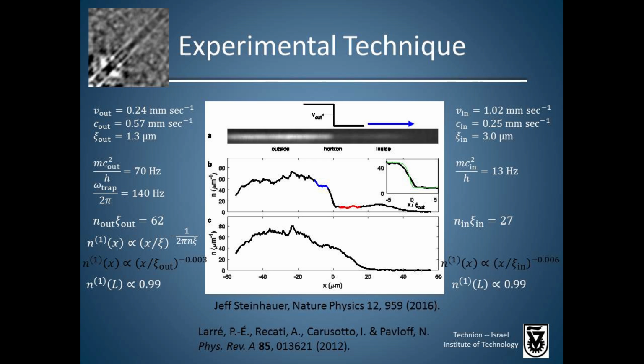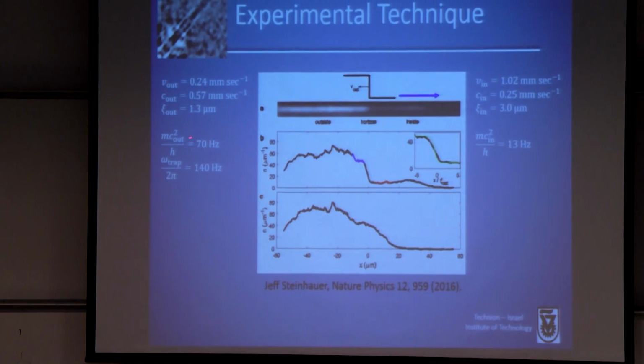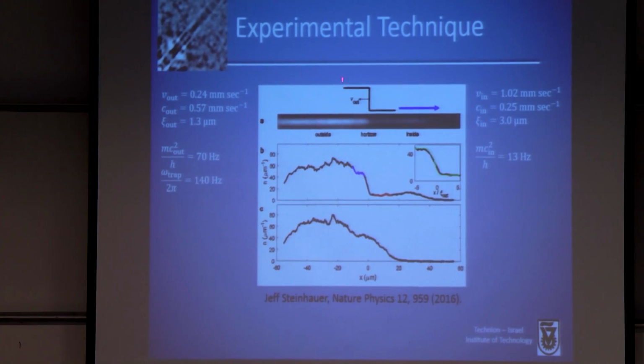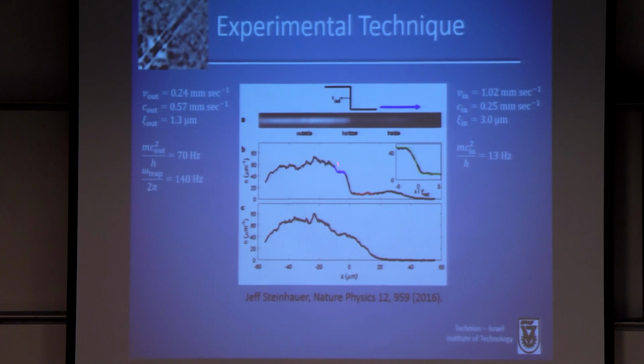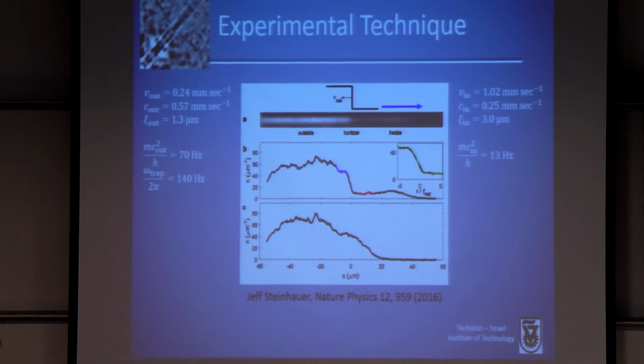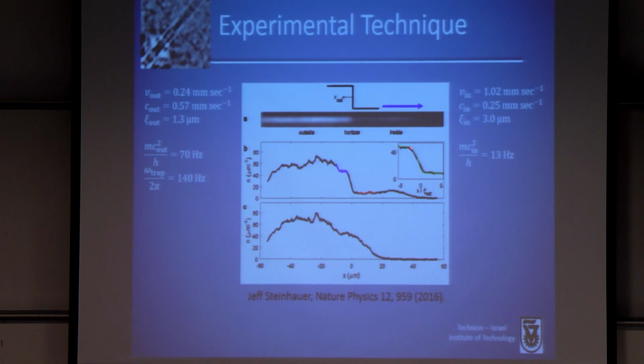Furthermore, one can see that this is a 1D system because the trapping frequency in the perpendicular direction is 140 hertz, whereas the interaction energy is 70 hertz. So the radial degree of freedom is frozen out. Now here is the integrated profile of the density. And here's the region where we're going to see Hawking radiation, and here's the region where we're going to see the partner particles.